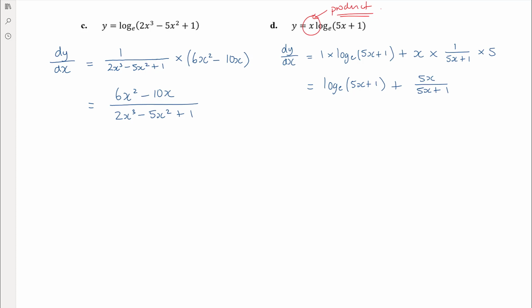Again, those 5x's don't cancel, that's not how fractions work. You need common factors in the entire denominator, so a factor of the denominator and a factor of the numerator that can cancel. 5x is not a factor of the denominator.